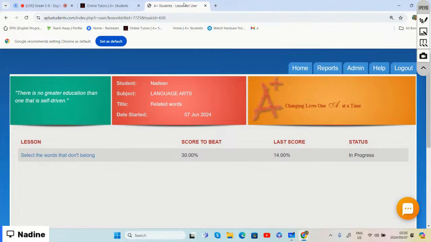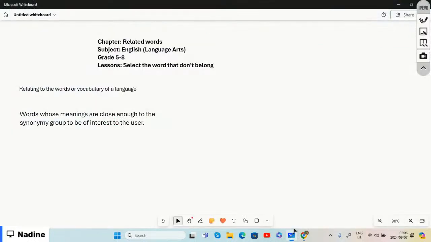All right. So when it comes to related words, right? We said related words is our chapter. Our subject is English language arts. We're doing grade 5 to 8, and the lessons that we are going to be focusing on under the chapter of related words.